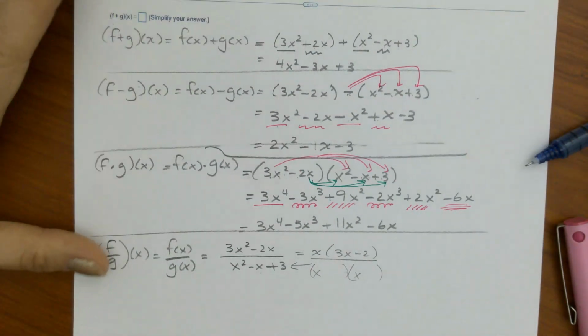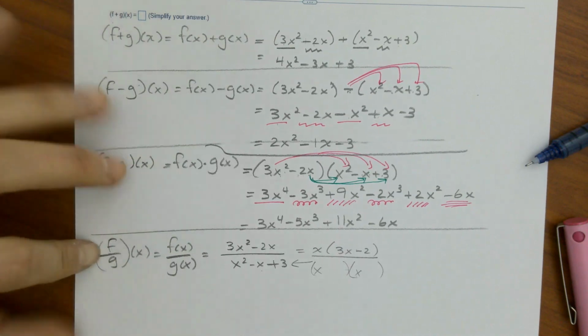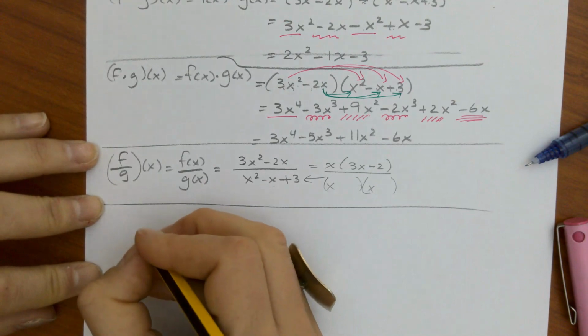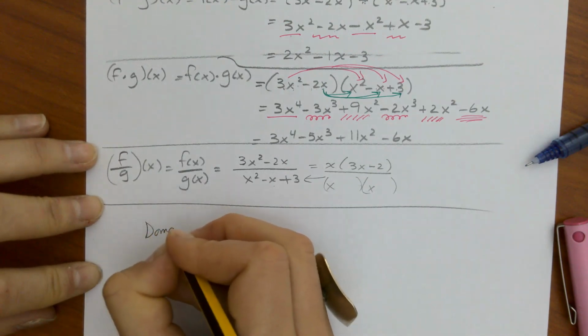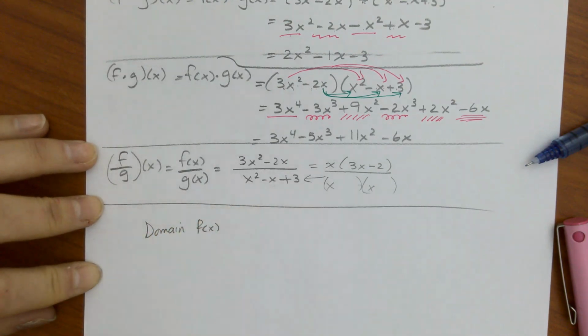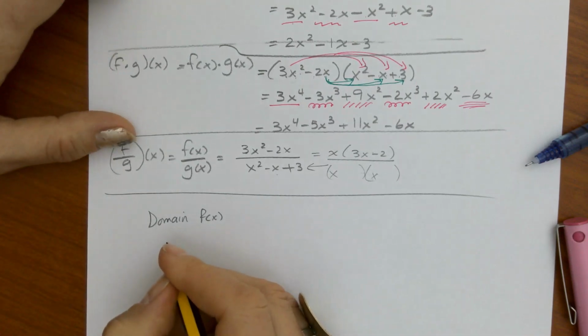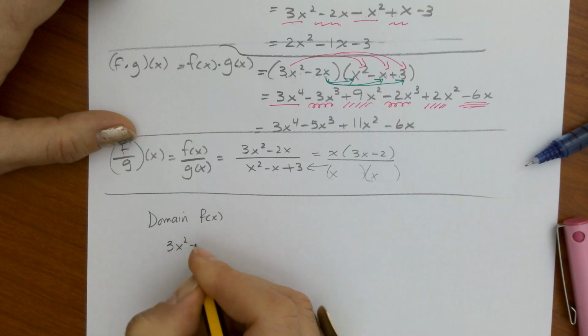So now I've added, subtracted, multiplied, divided. So now I have to find the domains. So first I find the domain of f of x. So what is f of x? 3x squared minus 2x.